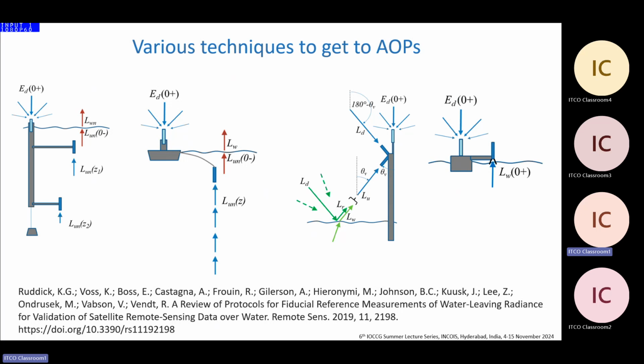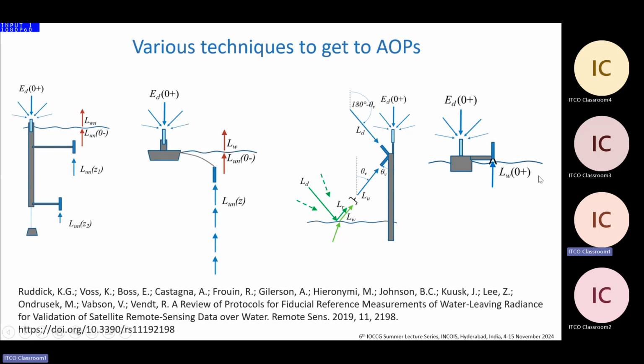This slide is just to summarize the different ways to get to the AOPs, and in particular to the water-leaving radiance. On the left is what I illustrated a bit before with this buoy, where you have measurements at fixed depths in the water. The one in the middle is the classical way of deploying free-falling systems, where you get a profile. This one is for the above-water measurements on a platform or from a ship as well. So we look at the sea.